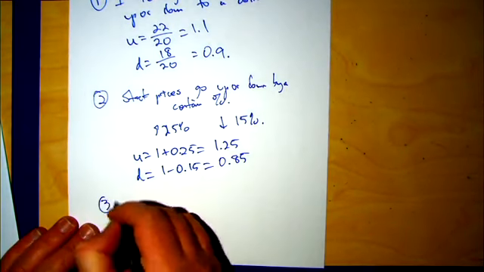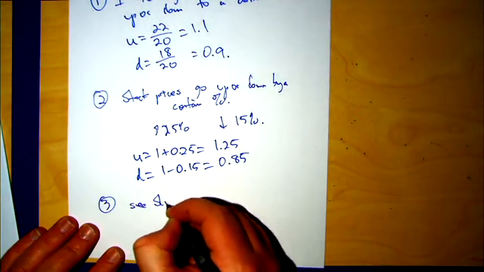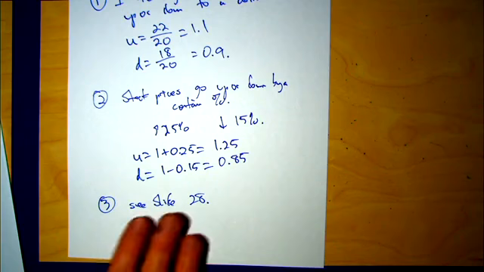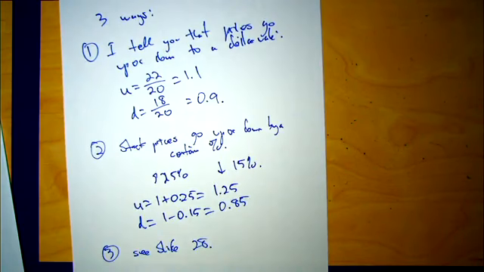And the third way is see slide 28, which we'll do at the end. We have to introduce something before we do that. But essentially, I tell you prices go up or down to a dollar value, or go up or down by a certain percentage. Any questions so far?